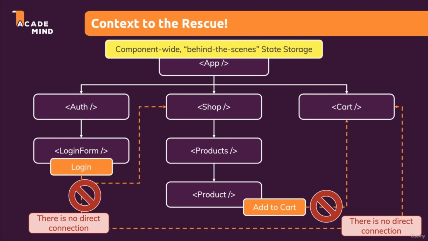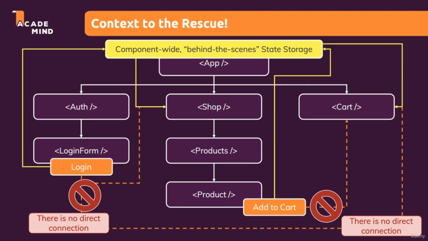We have a concept called React Context, and this in the end allows us to, for example, trigger an action in that component-wide state storage, and then directly pass that to the component that is interested without building such a long prop chain. And that allows us to solve our problem in a more elegant way here. So let's take a closer look at this now.